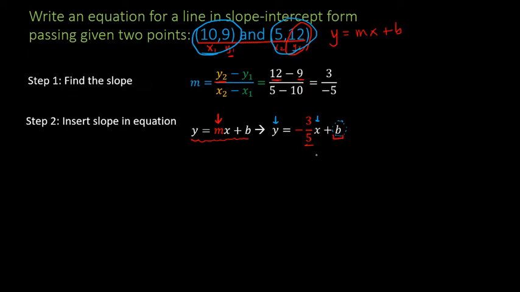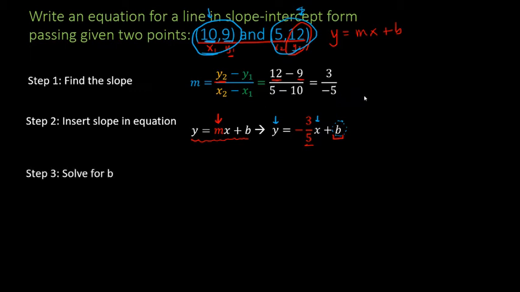So the only thing is that if I use the x coordinate from this ordered pair, I have to use its corresponding y coordinate. So I can't use, for example, 10 and then plug in 12 as my y coordinate. That's not allowed. So I'm either going to plug in x equals 10 and y equals 9, or x equals 5 and y equals 12.